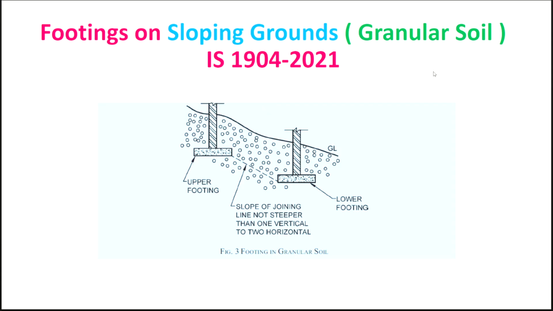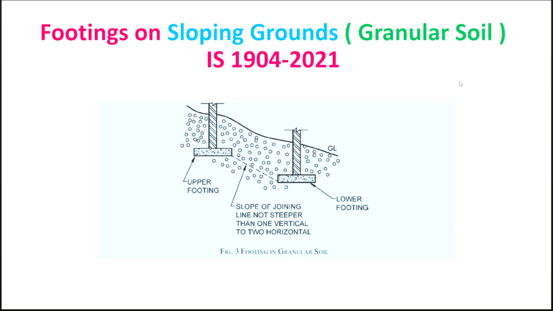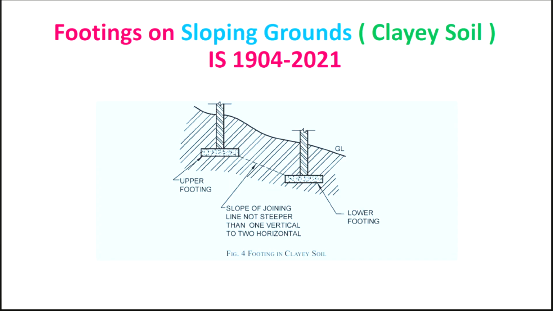There may be some problems for a sloping ground having granular soil. Now for a granular soil, again this is 2021, it specifies the angle from the bottom of this footing to the bottom of another footing which is adjacent to that on the granular side. It specifies that the slope of this joining line should not be steeper than 1 vertical to 2 horizontal. Not steeper than, so it can be flatter. So it can be on the upper elevation, it cannot go below. Understand? This is with respect to the granular soil.